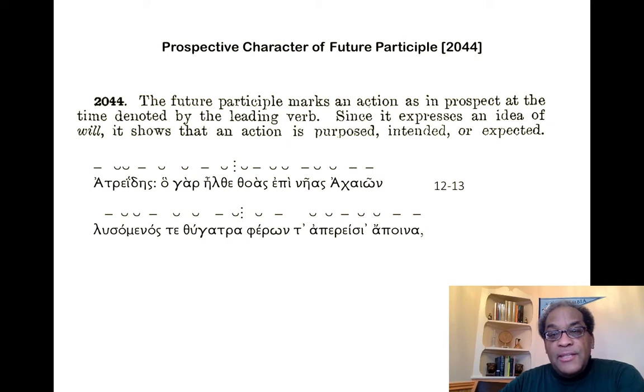And then you see, aside from the future participle, there is this present participle, pheron d' apereisi' apoina, which is just coincident with the action. He's carrying a lot of beautiful ransom, but that action is, as the present participle often is, merely coincident with the action of the verb. It does not have the voluntative aspect of lysomenos, intending to release his daughter.